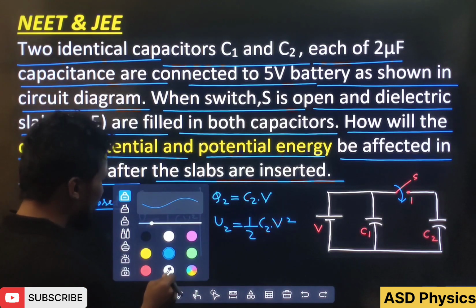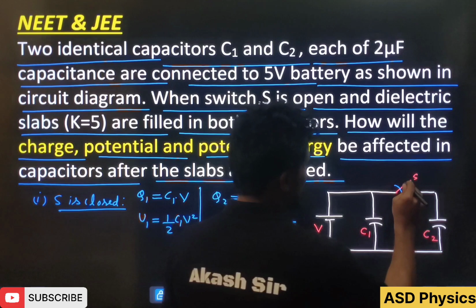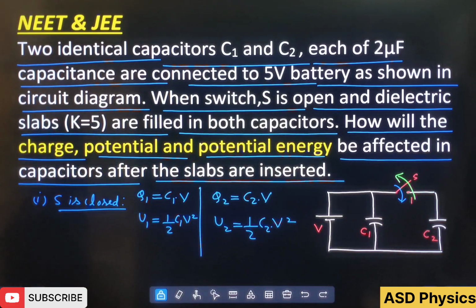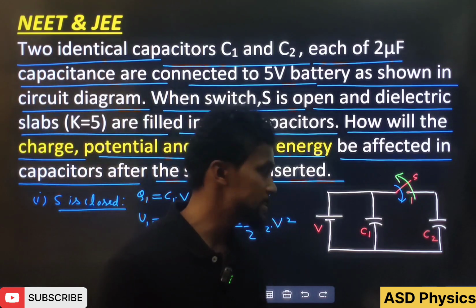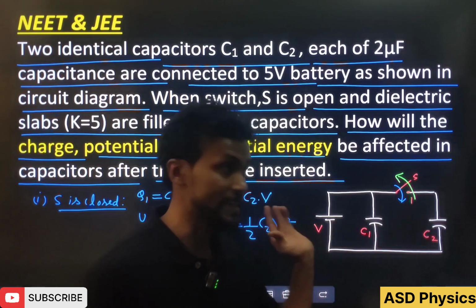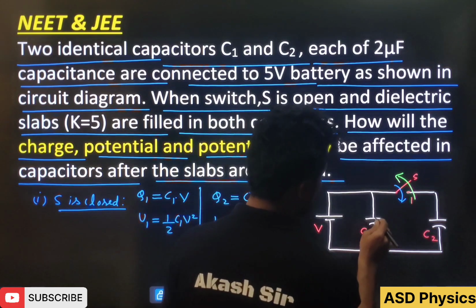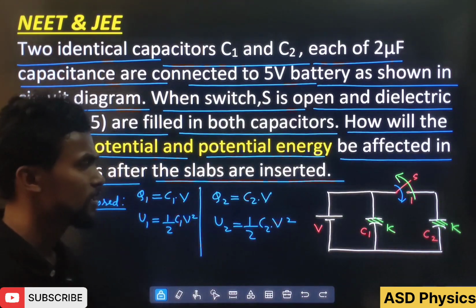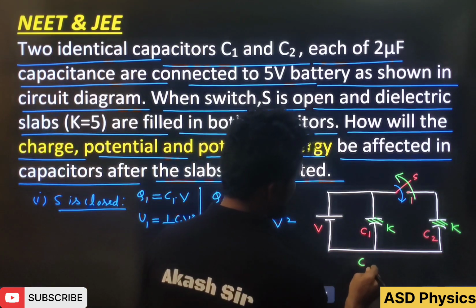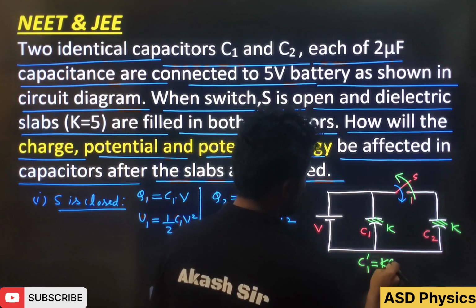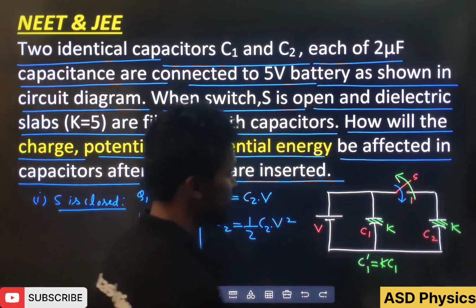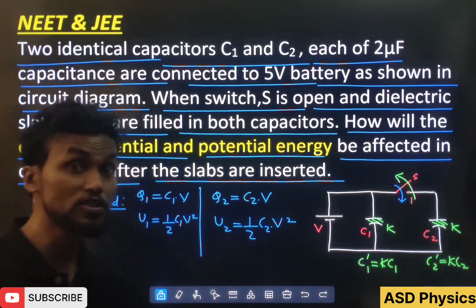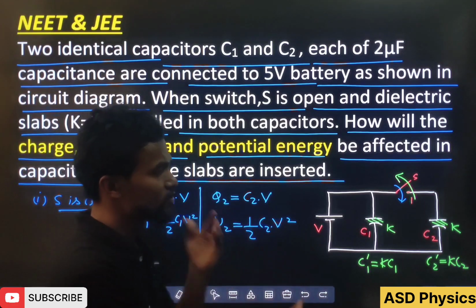After that, what has happened, students? This switch has opened. When the switch opens, you can see very well that capacitor C1 is already connected. After opening the switch, here we put one dielectric K, and here also we put one dielectric K. In this situation, the new capacitance C1 dash will become KC1, now that we know very well, complete dielectric. And this C2 dash will become KC2, because C equal to KC naught. Now we are going to analyze C1 and C2 one by one.